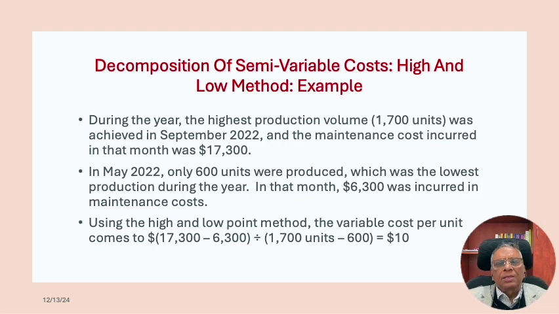As an example, suppose we are talking about a year where the highest level achieved was 1700 units and the corresponding cost was 17,300, and the lowest volume achieved during that period was 600 units, and the corresponding semi-variable cost was 6,300. We take the difference between the costs, divide it by the difference in the volume, and we get the variable component of the semi-variable cost as rupees 10 per unit.